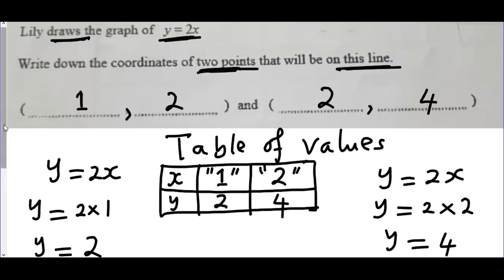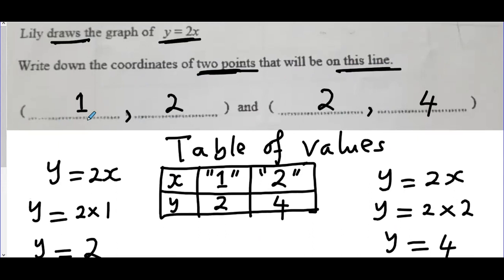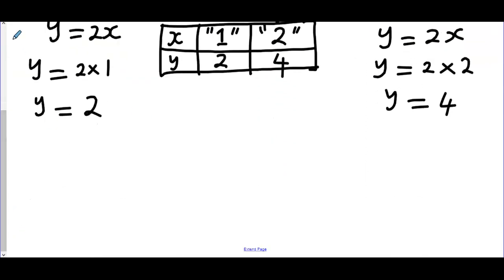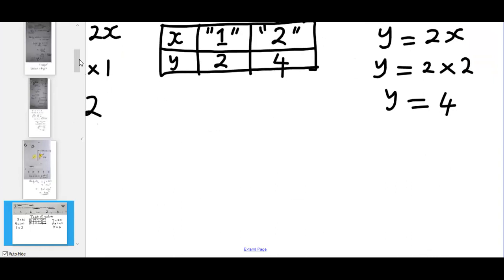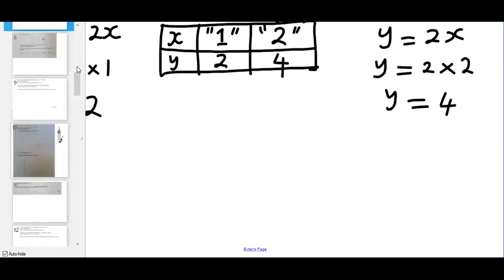Now, this question, write down the coordinates of 2 points that will be on the line, has a lot of possibilities of answers. Either way, you can clearly get the 2 points, and these 2 points usually come from what we call the table of values, okay?